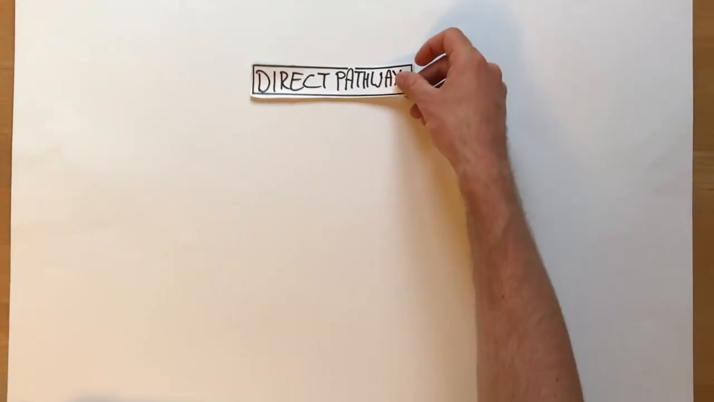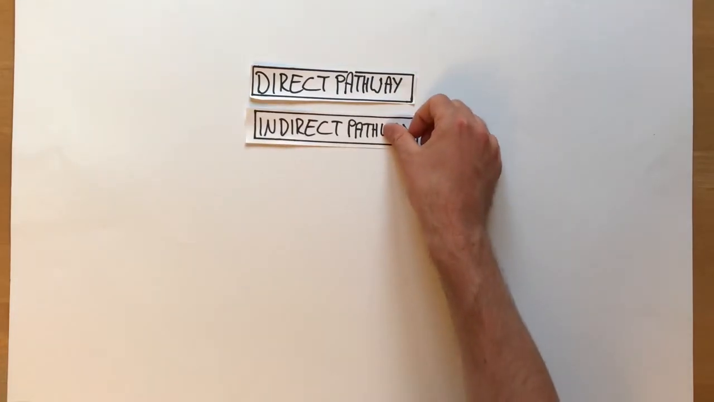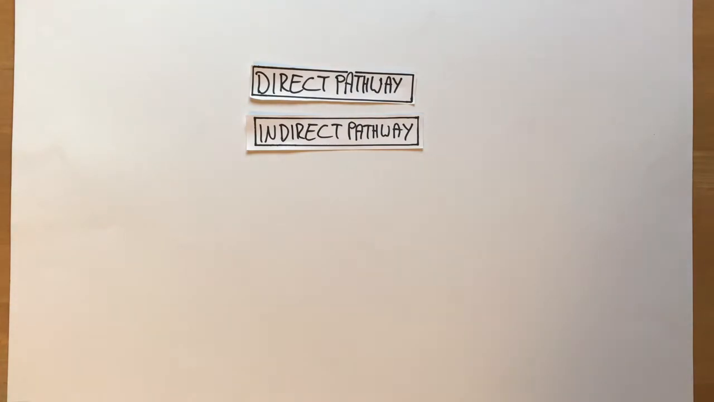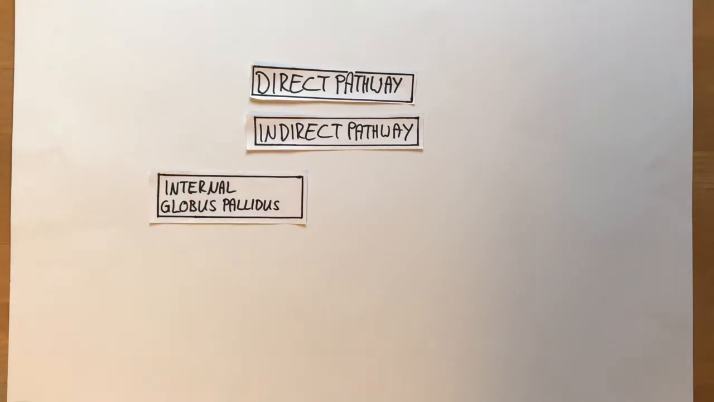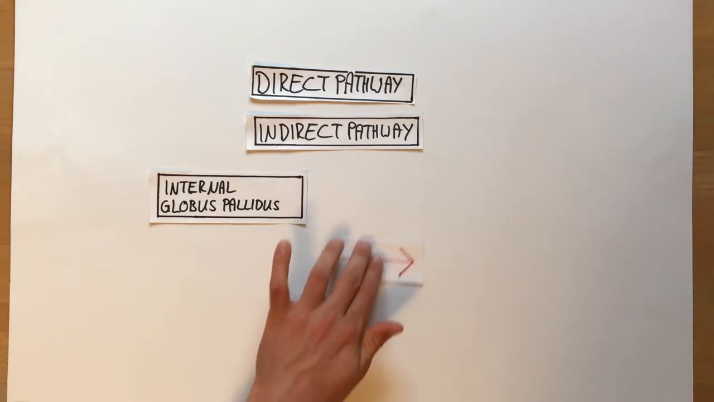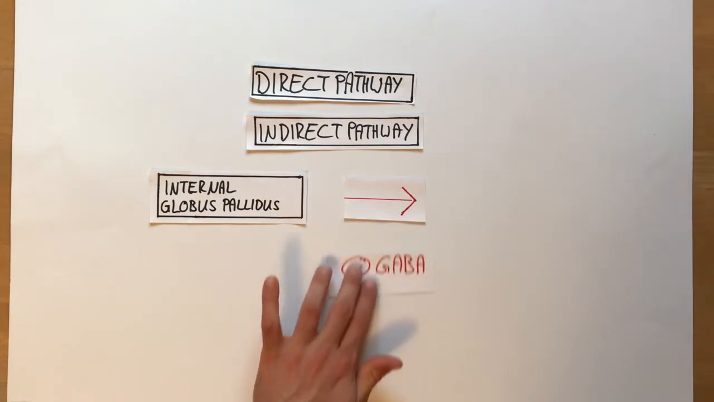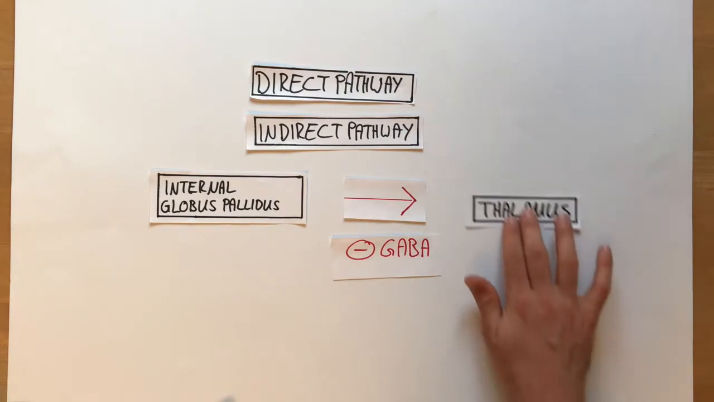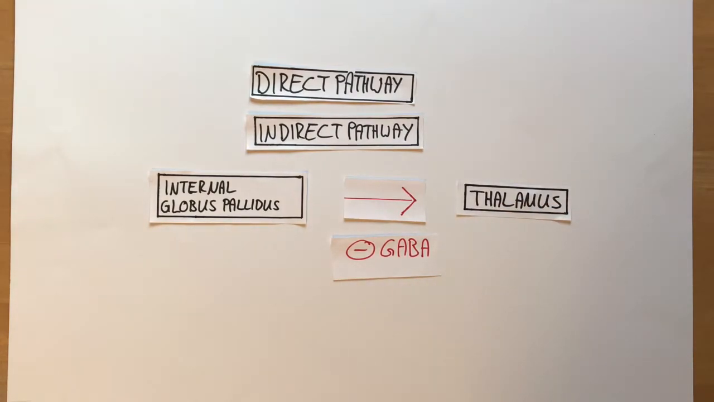In the basal ganglia there are many pathways and interconnections. I'm going to explain now the most important. The direct pathway is for making movements, and the indirect pathway is for inhibiting movements. To understand the basal ganglia, it's really important to always keep in mind that under normal conditions, the internal globus pallidus inhibits the thalamus by the neurotransmitter GABA.